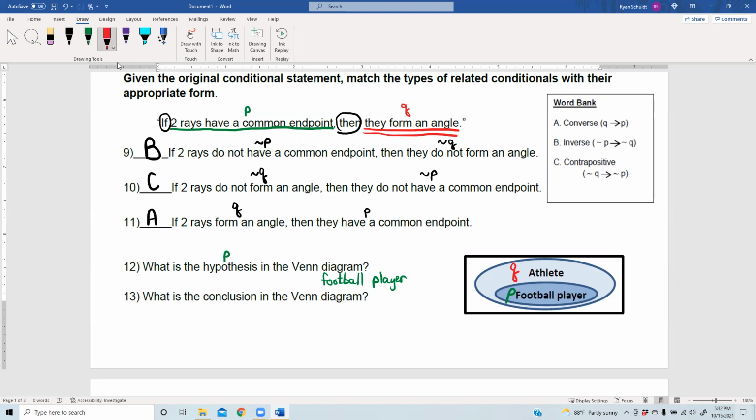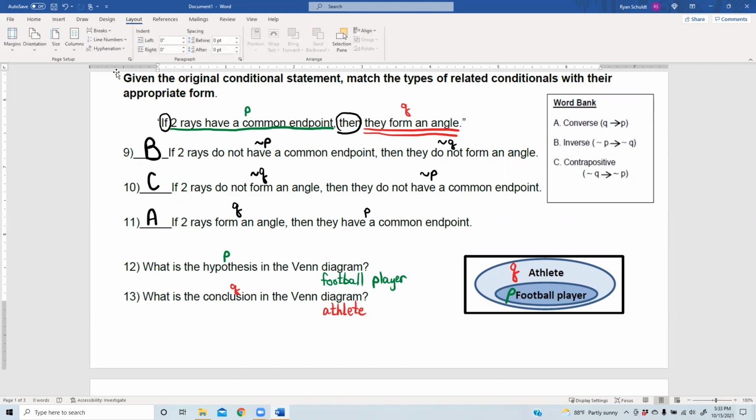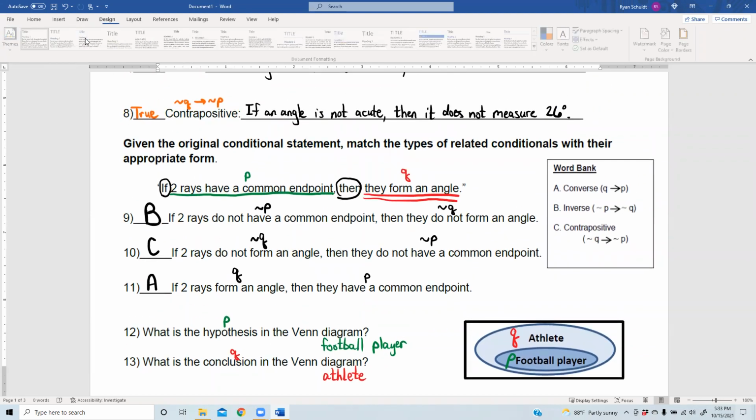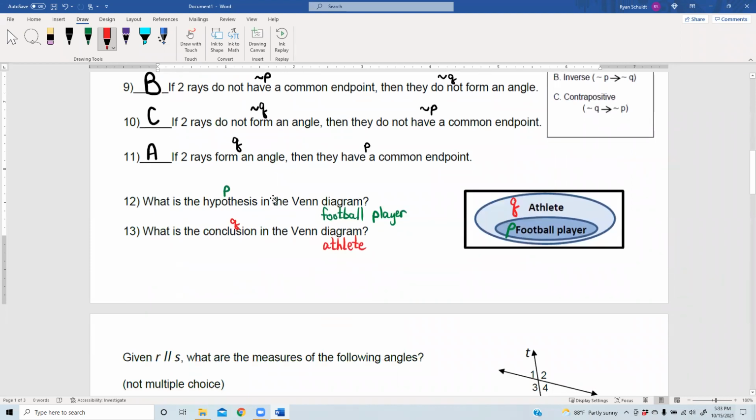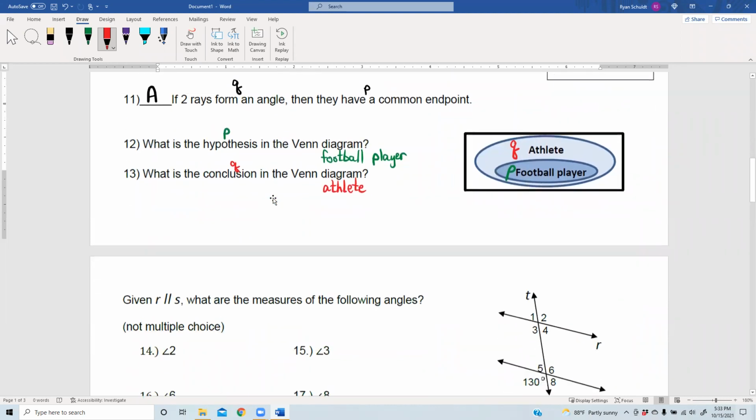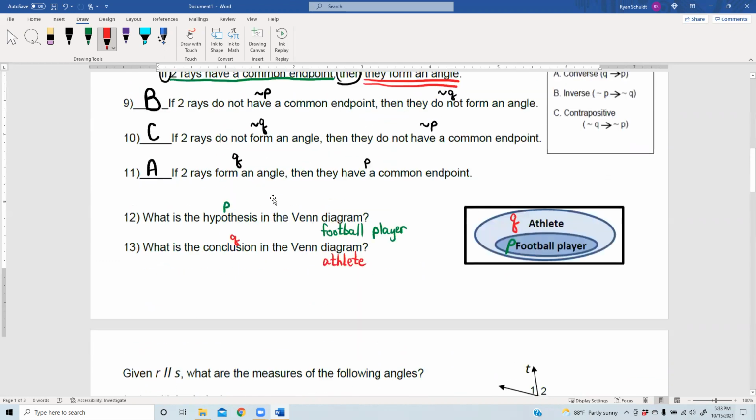13, ask for the conclusion, which is your Q. That's athlete. That's all you had to do on this. You don't have to say if, you don't have to say then. You just look, P is football player. Hypothesis is football player, conclusion is athlete. That's it. And what we're testing there is, do you know how to read a Venn diagram? So that's our spill on conditional statements.